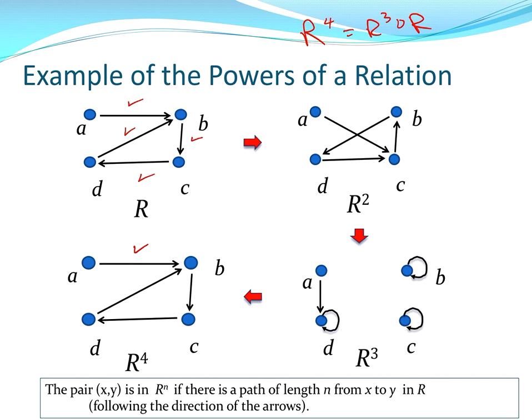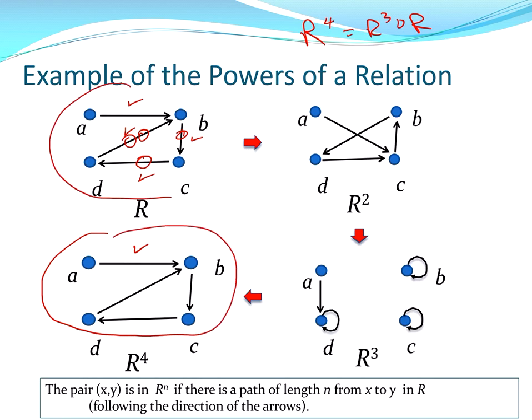And starting from D, there's DB, BC, CD, and then DB again. So it's just like the path of length 1. And it turns out for all of them, we get the original single step result from applying the relation 4 times. So R4 then is actually equal to R. Okay.